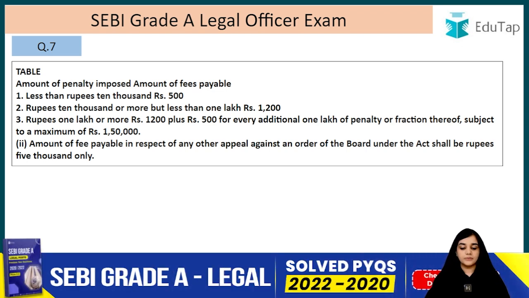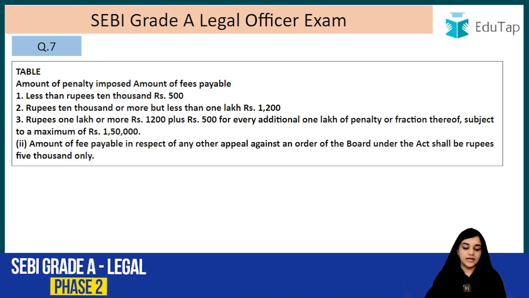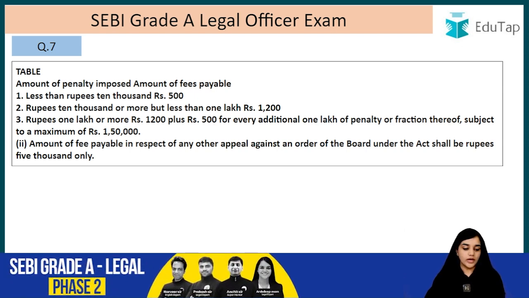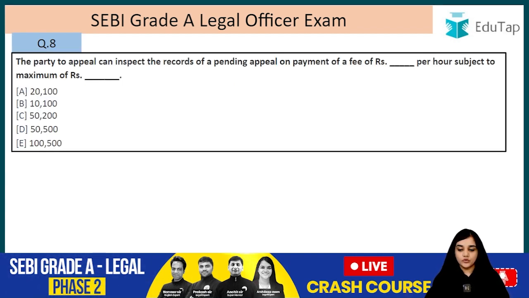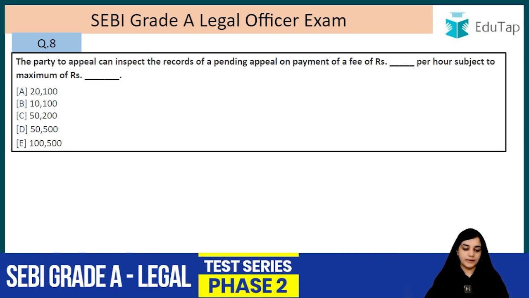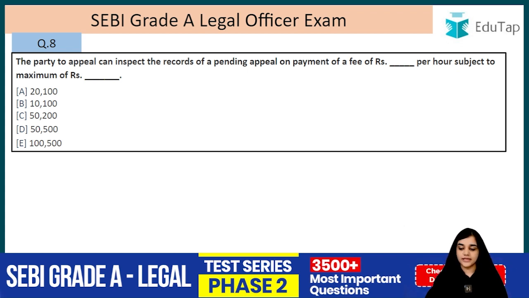Amount of fee payable in respect of any other appeal against an order of the board under the Act shall be rupees 5,000 only. Question number 8. The party to appeal can inspect the records of a pending appeal on payment of a fee of rupees dash per hour, subject to a maximum of dash rupees. So the answer is option A, that is 20 and 100.